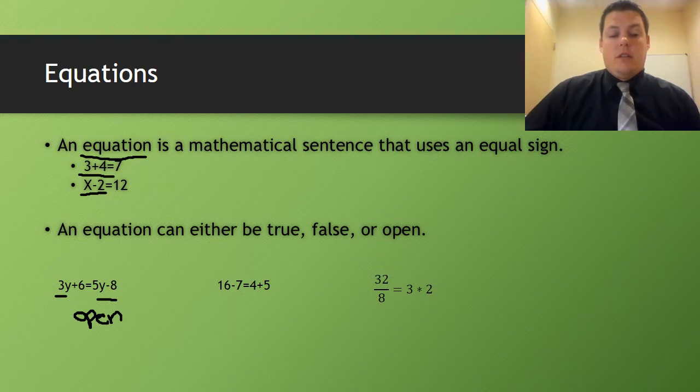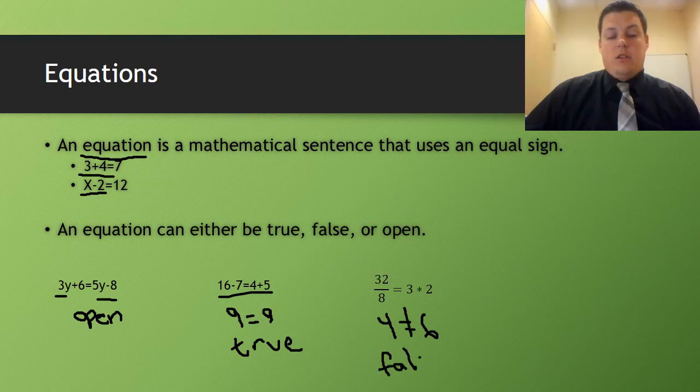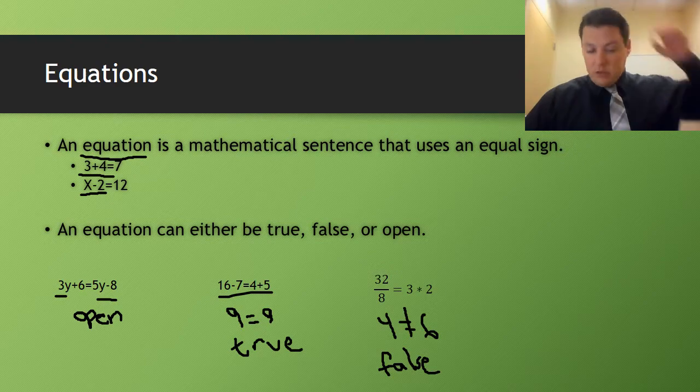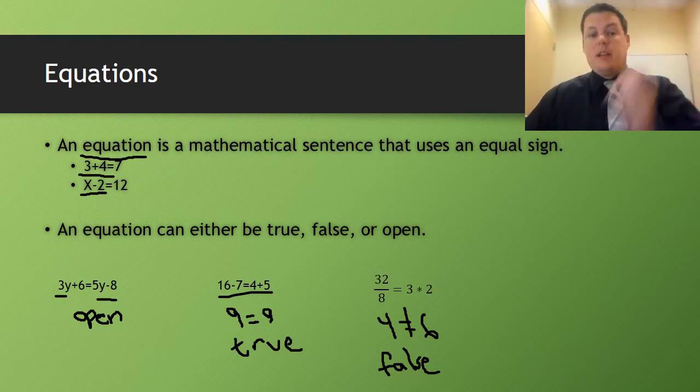If we have a numerical equation, we're going to solve it. 16 minus 7 is 9, equals 4 plus 5, which is 9. So this one is true. Here we have 32 divided by 8, which is 4, equals 6. 4 does not equal 6, so this is false. So you can have an open equation, a true equation, or a false equation.